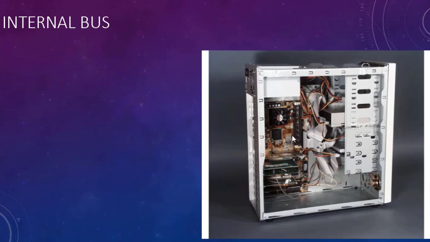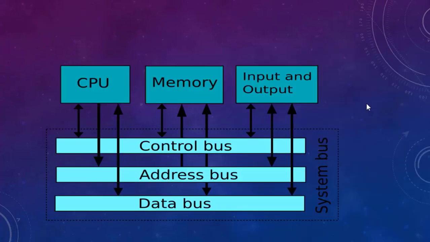The internal bus are the wires which you find inside your CPU and they are able to connect to different components and communicate with each other through signals. Apart from that, there is an external bus which connects to the external devices. The system bus consists of data bus, address bus, control bus.